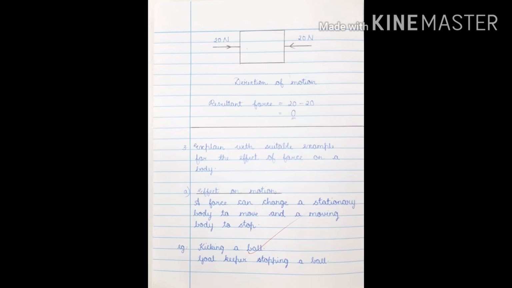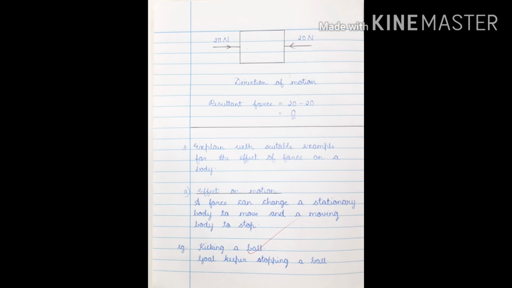Two equal forces, here 20 Newton, are acting on the object towards the opposite direction. Since the forces are acting towards the opposite direction, the net force will be equal to the difference of the two forces. Here, 20 Newton minus 20 Newton is equal to 0. So, the net force is equal to 0. So, the object will not move towards any direction.